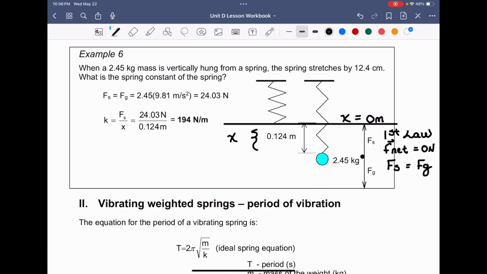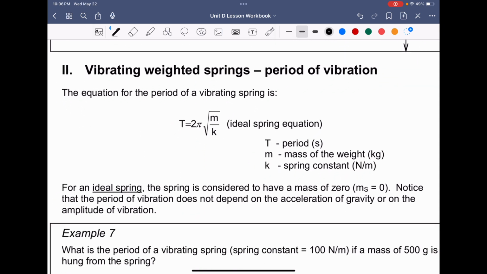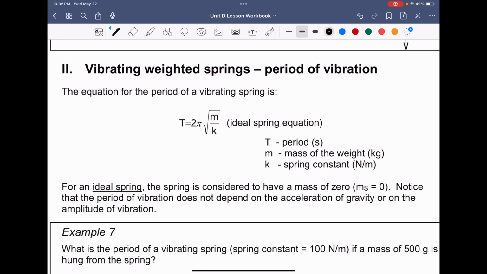Now, let's get a little more specific about a new equation that we're going to add here. When we talk about vibrating or oscillating weighted springs, and we're trying to solve for the period of vibration, we're now going to have this new formula that comes directly off our formula sheet, and it's the following. The period is equal to 2 pi times the square root of the mass of the object over the spring constant. Now, we want to highlight something very specific here, and it's this.